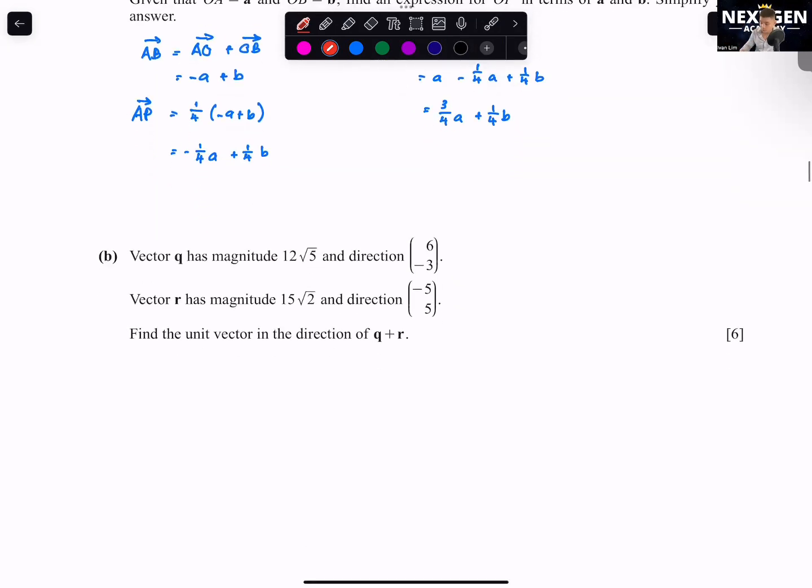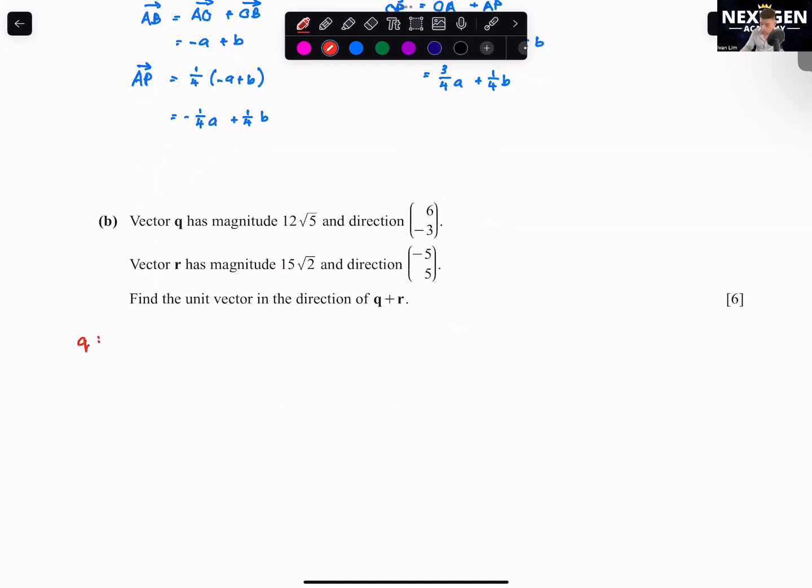Okay, we do one at a time first. Let's do Q first. Okay, let's find the magnitude of Q in that specific direction. So the magnitude is the square root of 6 squared plus negative 3 squared. Okay, so we will get 3 root 5. Okay, what is the unit vector over here? The unit vector will be 1 over 3 root 5 times (6, negative 3).